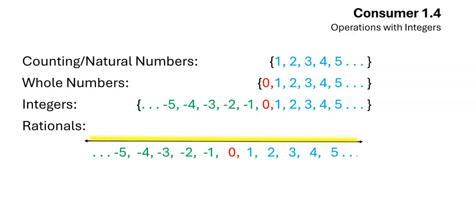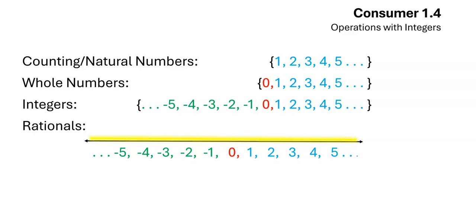Rational numbers, as we learned previously, are fractions. So they're all the parts of numbers that go in between the whole numbers and the integers. But integers are also rational numbers, because you can write 1 as 1 over 1, or you can write 2 as 2 over 1. You can write any of the integers as fractions.